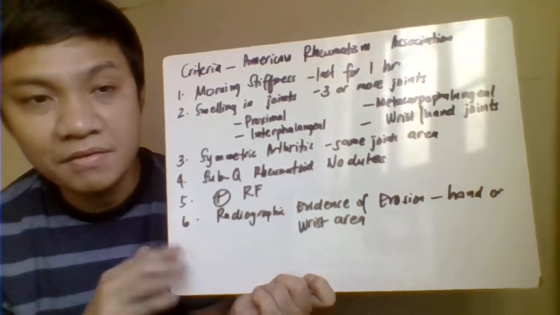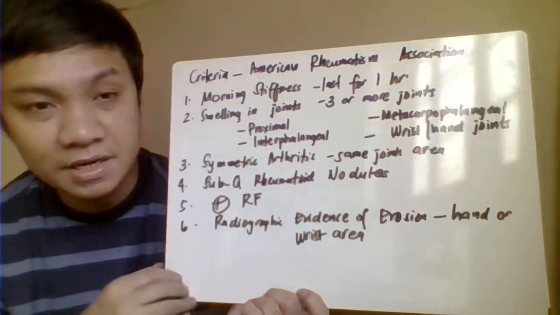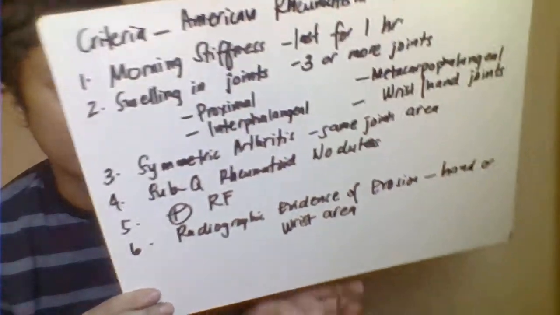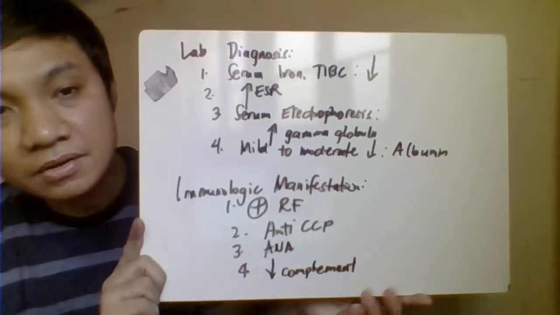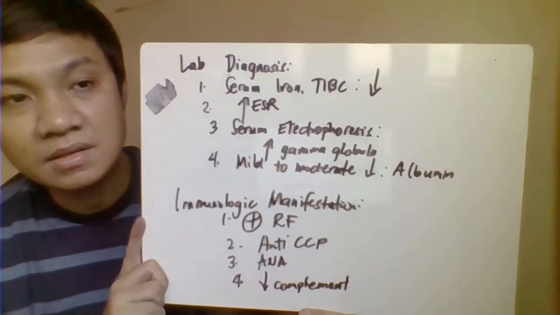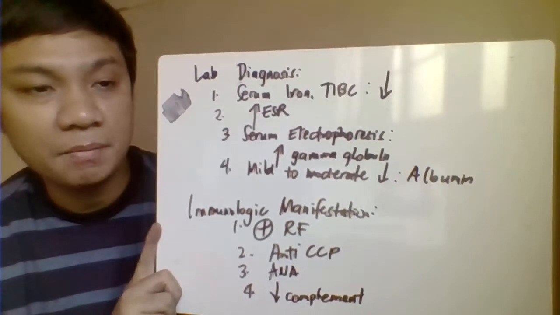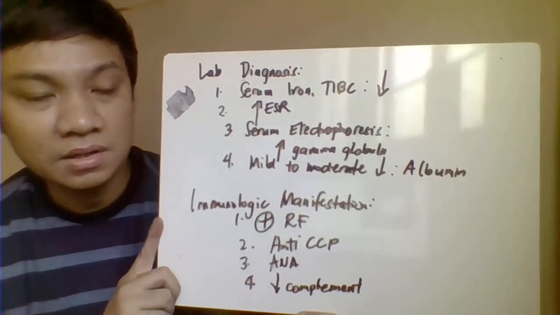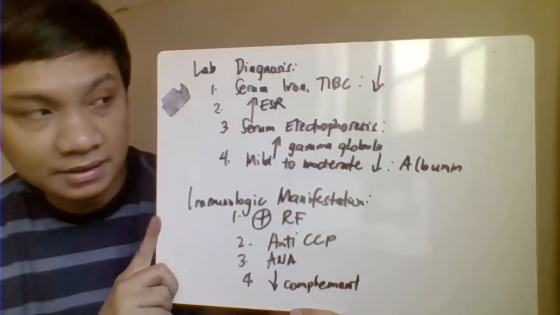Again, you just need to have 4 out of the 6 for you to consider someone positive for the RA. Okay, laboratory diagnostic tests here. So we have here the serum iron and the TIBC are both decreased. ESR is increased because this one is an inflammatory reaction. ESR is one of your acute phase reactants.